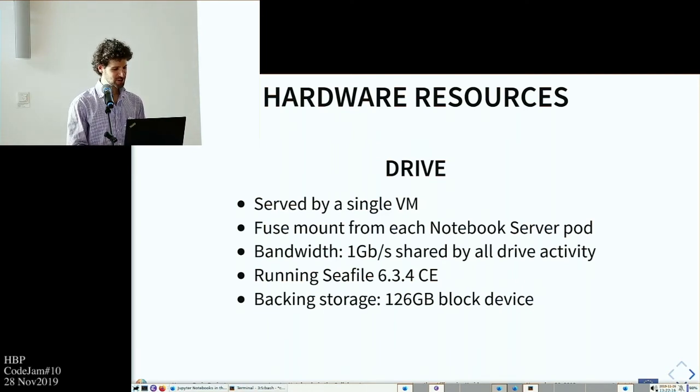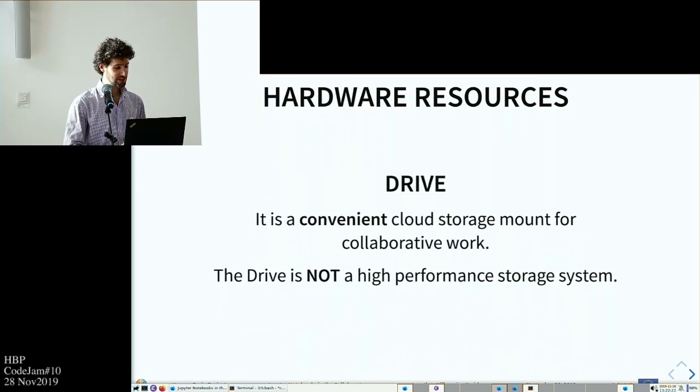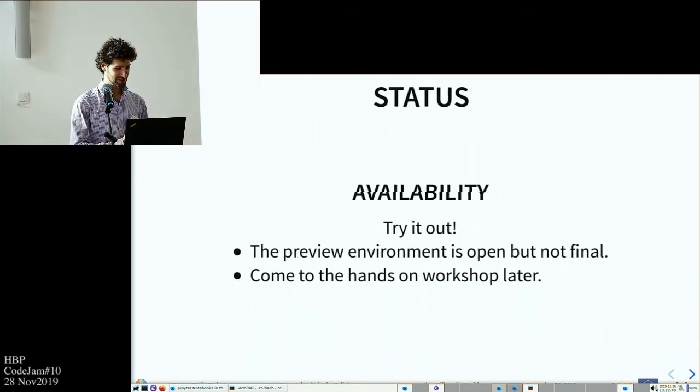We will expand the drive a bit, but we're limited in how big the block storage allocation can be for the VMs. So the drive is a convenient cloud storage. It's available, it's mounted directly in your notebook. It makes the smaller workloads quite a lot easier to do than previously in the Collaboratory 1 Jupyter notebooks. But it's not a high performance storage system and it's shared by everyone, so try to be nice again.